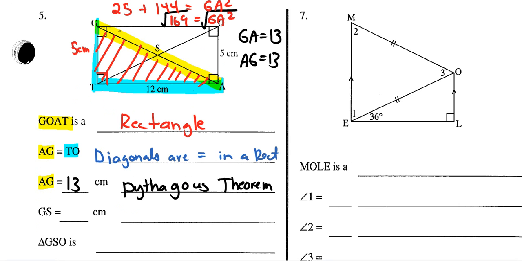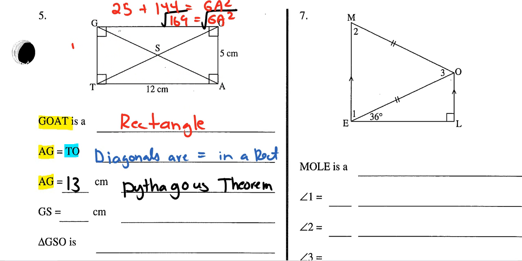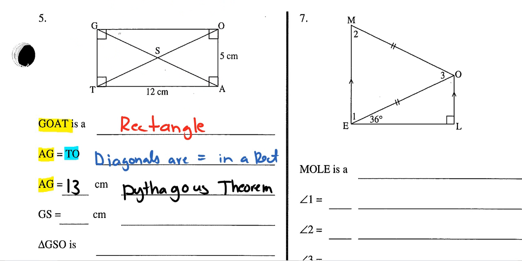Okay, let me just delete all this. Lots of stuff going on over there. I know that GA, this whole length, is going to be 13. So that means this length from G to S is going to be half of that. So GS will be 6.5, because this is half of 13. We know that in a rectangle, the diagonals bisect each other. So those two red lines must be equal. If the whole length is 13, then each individual piece is worth 6.5.